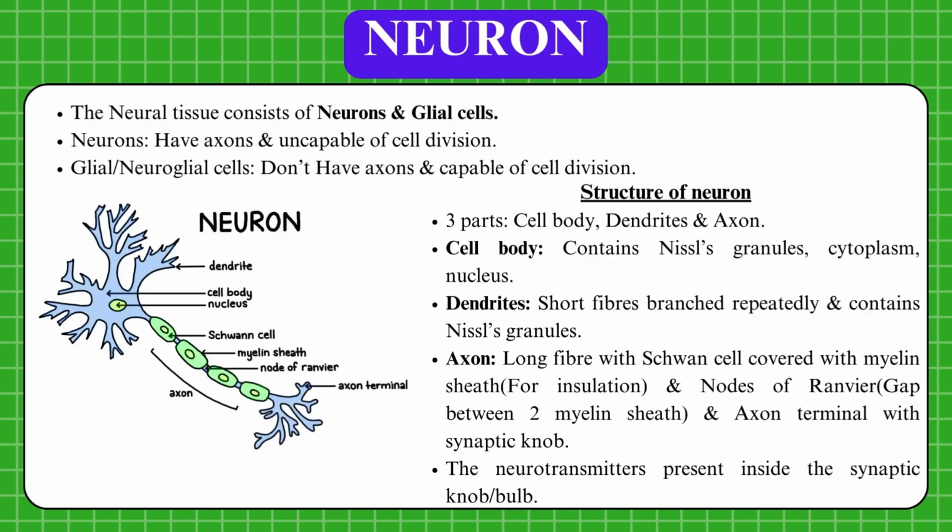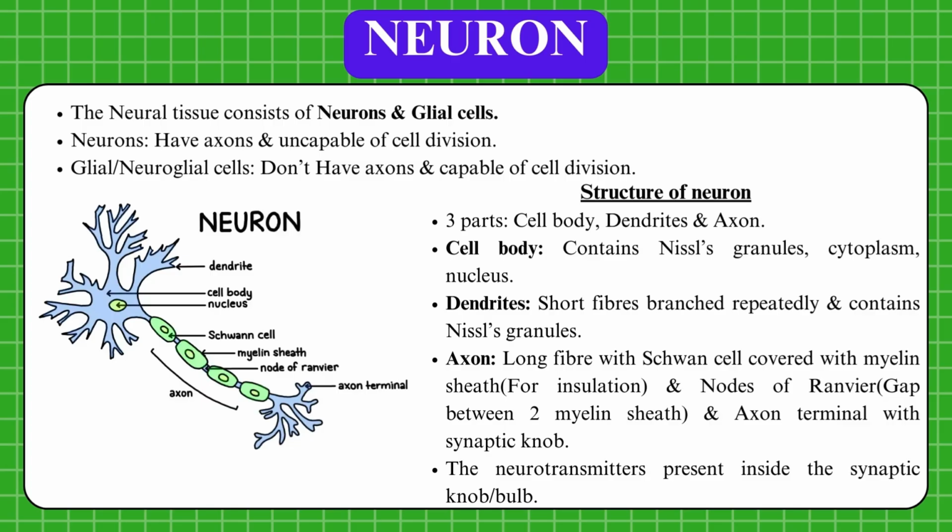Now let's see the detailed structure of neuron. Neuron is made up of 3 parts: cell body, dendrites, and axon. Cell body, which contains the Nissl granules, cytoplasm, and nucleus. Then dendrites. Dendrites are the short fibers which are branched repeatedly and contain the Nissl's granules.